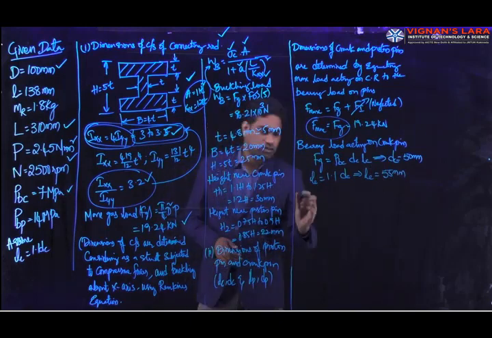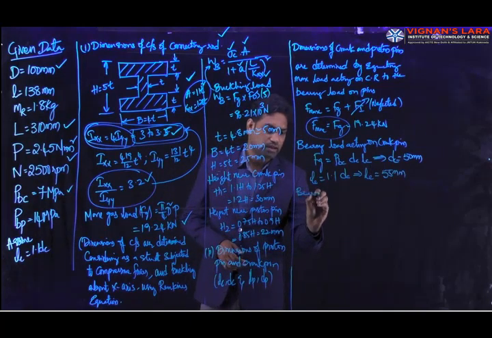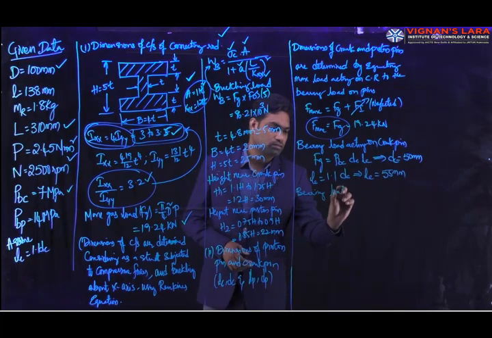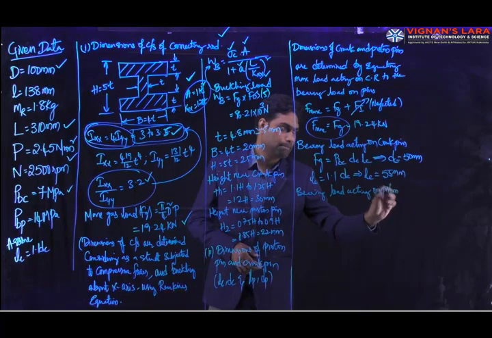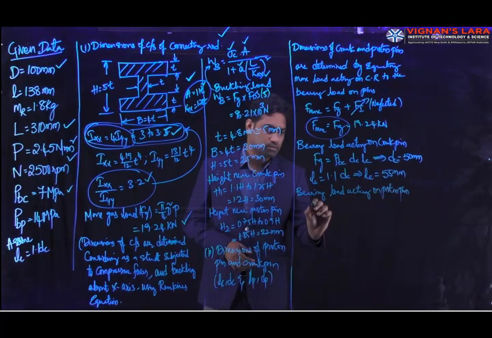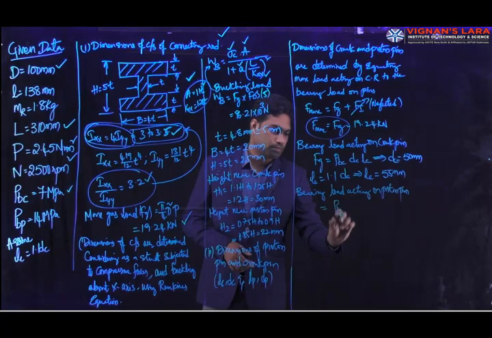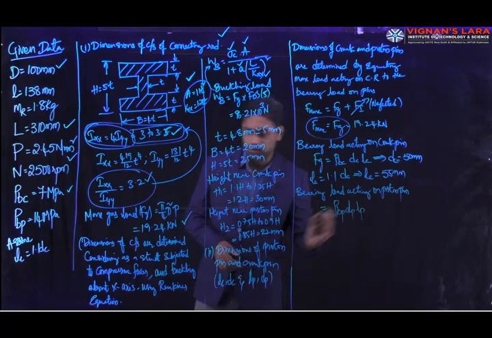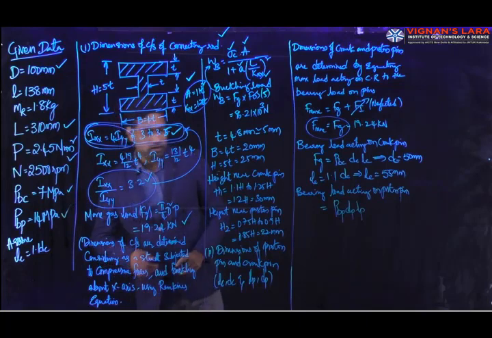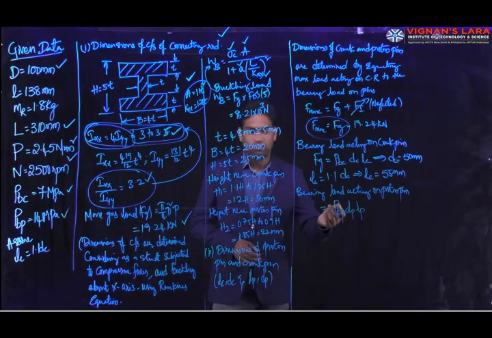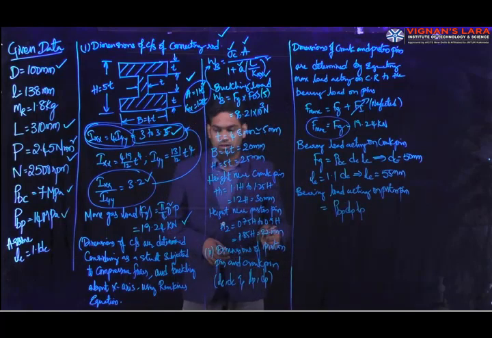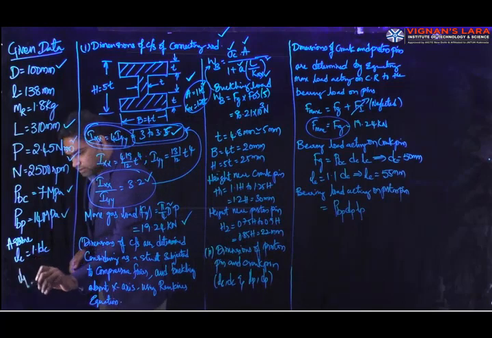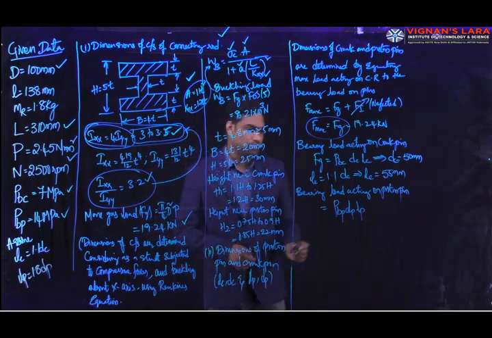Clear? Similarly you can also calculate the bearing load acting on the piston pin, that is the piston pin dimensions. So that is PBP into DP into LP. The bearing pressure acting at the piston pin is given as 14 megapascal, and the diameter of the piston pin we need to determine. The length of the piston pin we need to assume in terms of diameter, so LP can be taken as 1.8 times DP. You can substitute the length of the piston pin in terms of diameter.